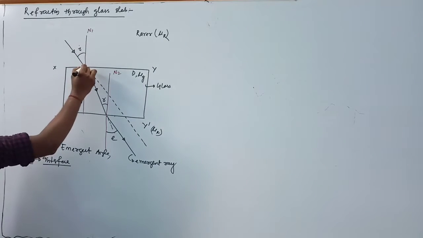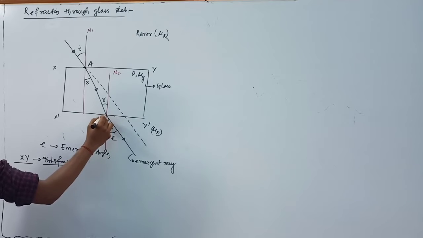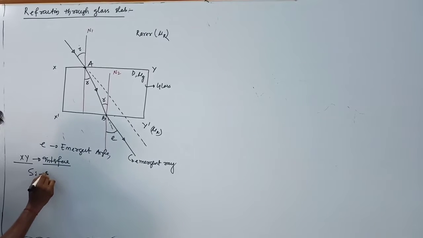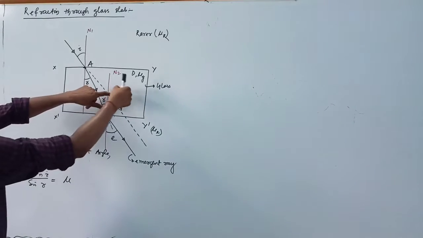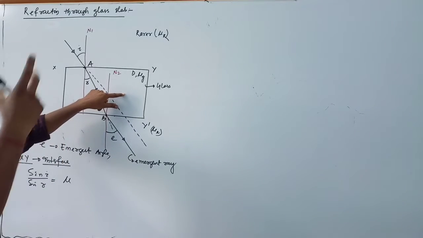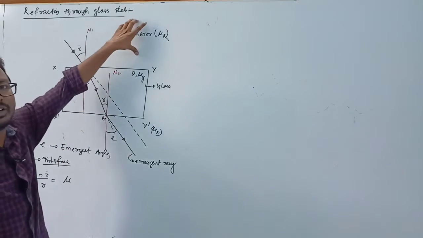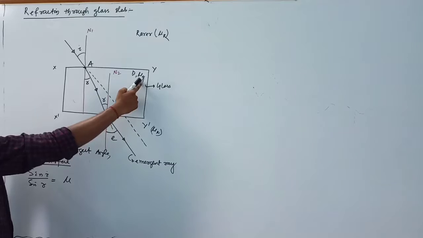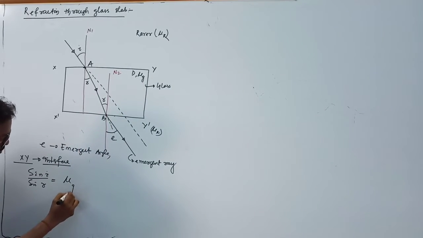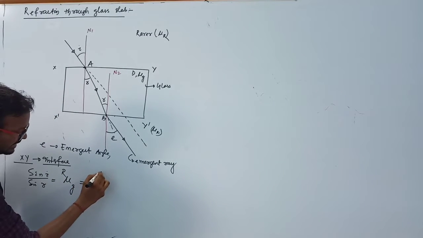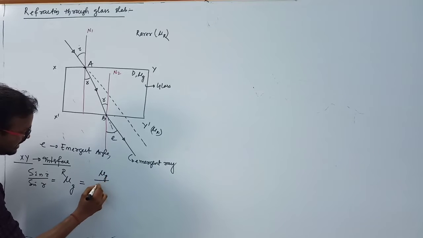By using Snell's law at this point, suppose this point A and this point B, for the first refracting surface we can use here, that is sine of angle of incident divided by sine of angle of refraction equal to refractive index of second medium. Second medium means the medium in which the refracted ray travels. And what is first medium? The medium in which the incident ray travels. So here the second medium refractive index is mu g, and rarer medium is mu r, so it is mu g divided by mu r.